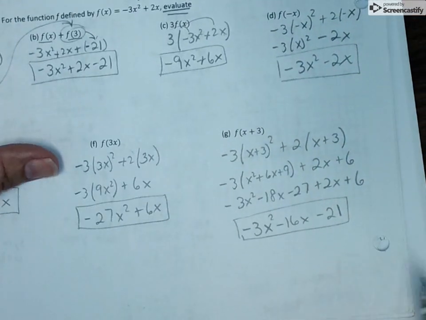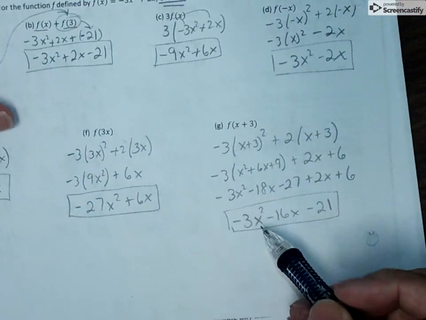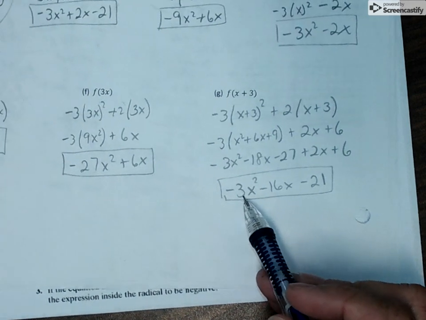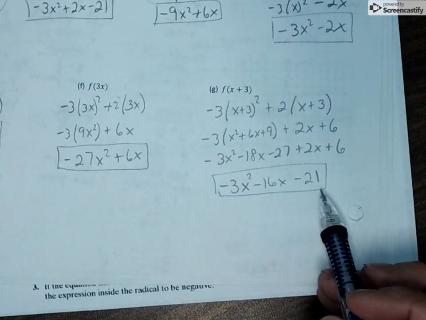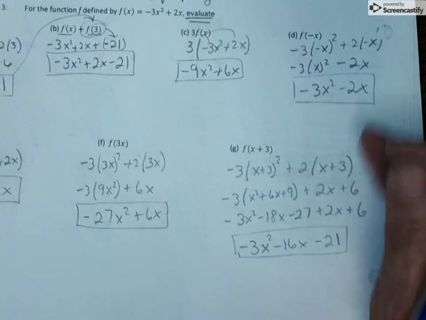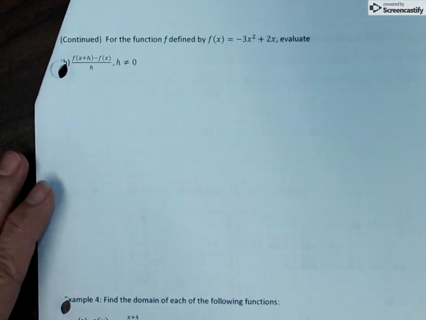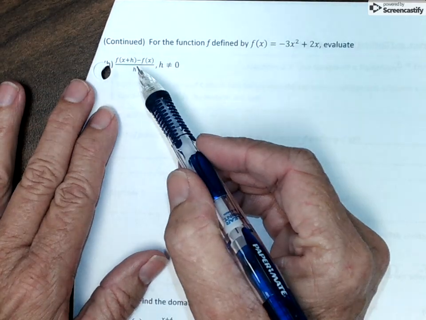Okay, and we just finished off on doing f of x plus 3. And this is what we should have had, negative 3x squared minus 16x minus 21. Okay, let's flip this over, and we are going to do a little bit more complicated one.